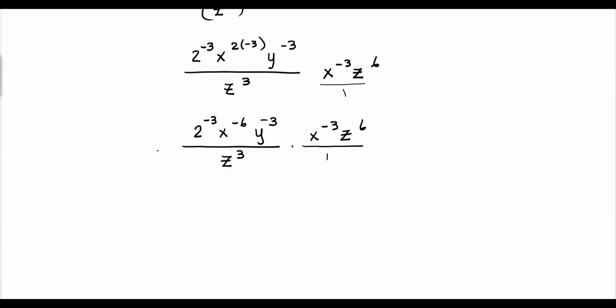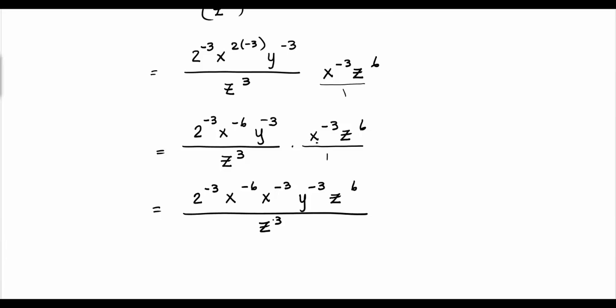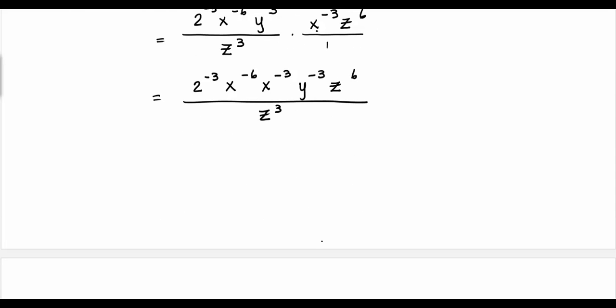So I'm going to combine what I can on top. So I still have 2 to the negative 3, x. I'm going to move them closer, right? X to the negative 6, x to the negative 3. I have y to the negative 3, z to the 6th, all over z cubed. So these can combine. So I have 2 to the negative 3, x to the negative 9, y to the negative 3, z to the 6th, all over z cubed.